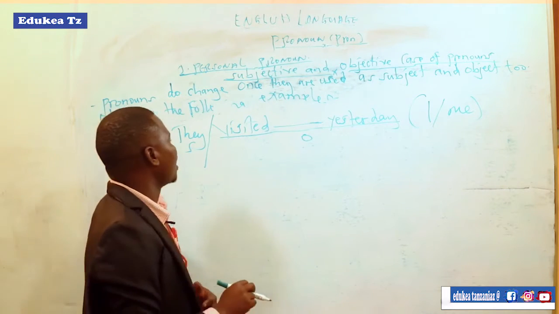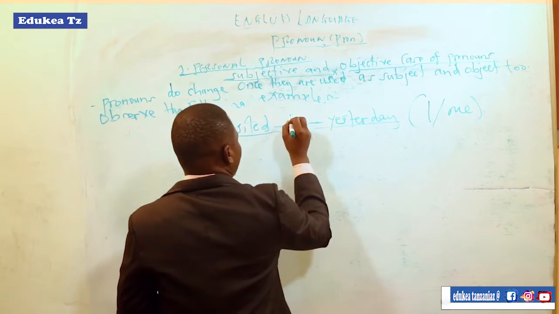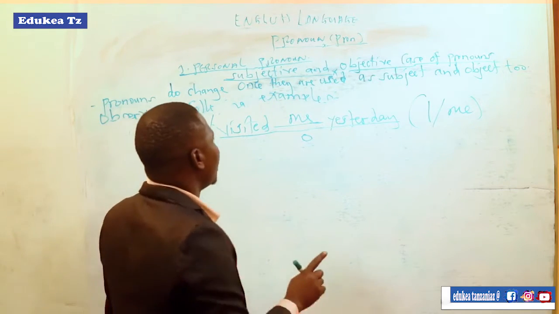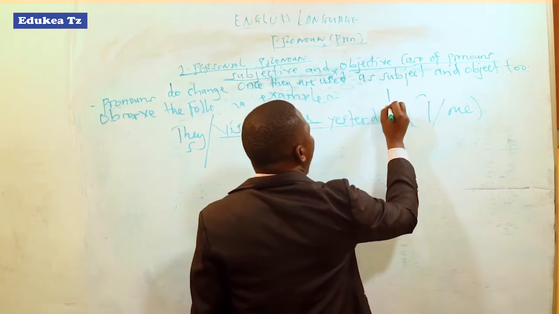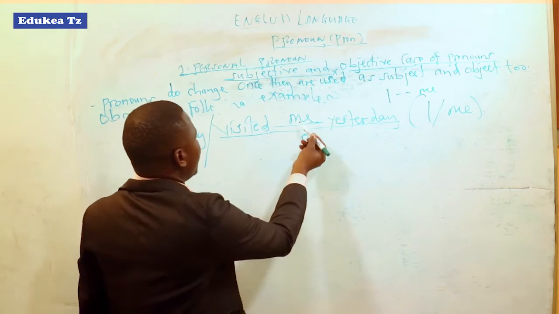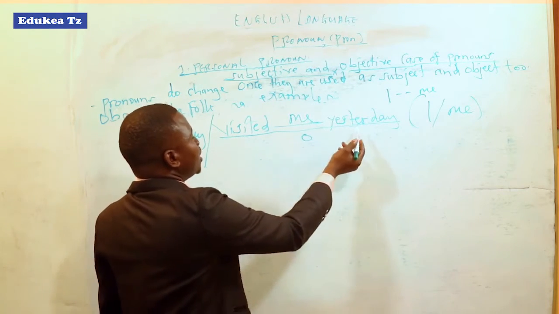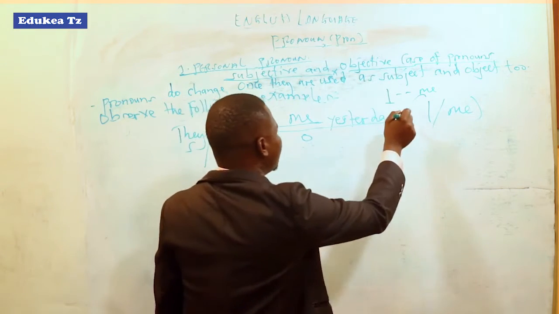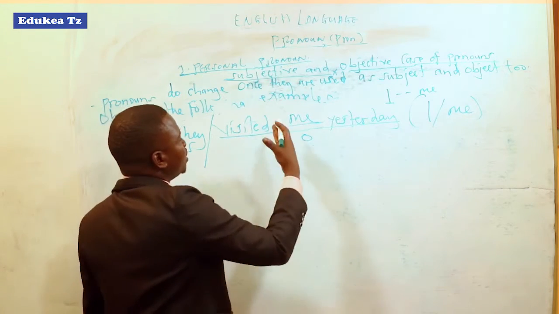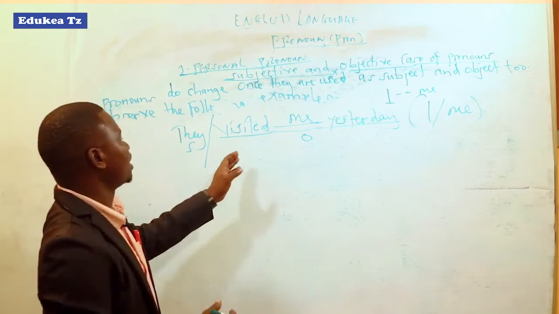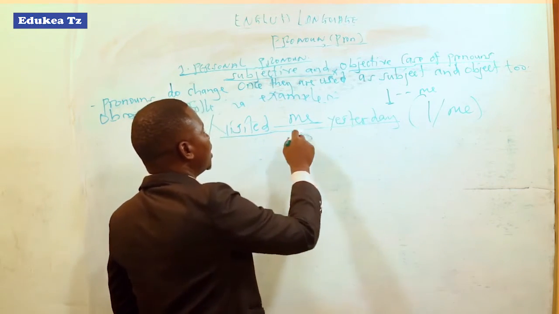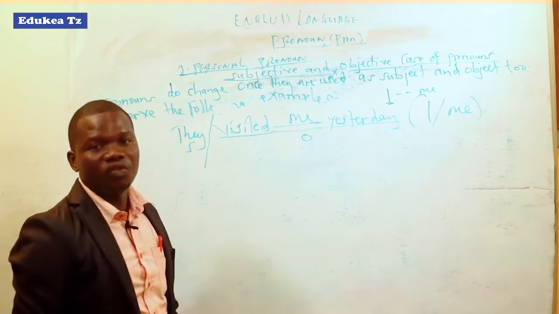Here our answer is me. They visited me yesterday, simply because the objective case of our pronoun I is me. We use me simply because this pronoun is now placed in the objective part of a sentence. That's why we use me. So we can't say they visited I yesterday. No, simply because this I now is used in the objective part of a sentence.